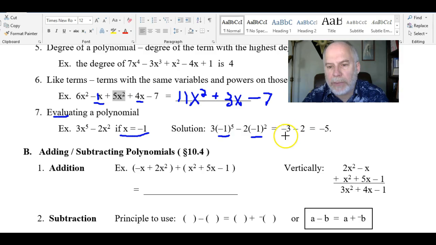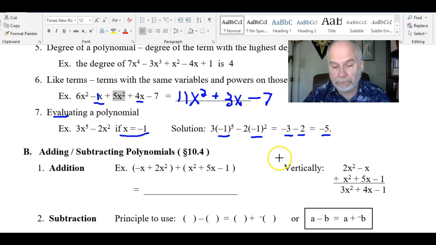Times 3 would be negative 3. And then here we have negative 1 squared. You got to do the exponent first. That's positive 1. And then negative 2 times positive 1 would be negative 2. So we have negative 3 and negative 2, or negative 3 minus 2, and we get negative 5. So just plug in and evaluate using the order of operations.